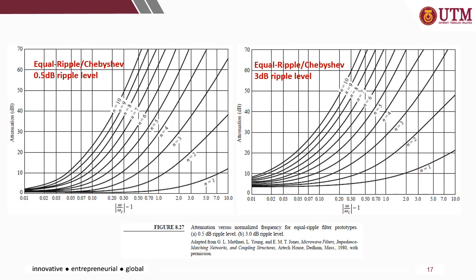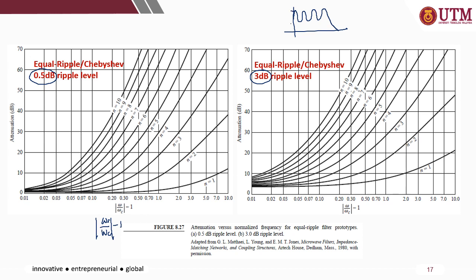Okay, same goes for when you have a Chebyshev or equal ripple filter to be designed. So again, the same steps. It is omega s over omega c minus 1. Then you'll get the filter order number. Okay, and it depends on how strong the ripple is. It's either 0.5 dB or 3 dB ripple. So 3 dB ripple means that you have a very high ripple factor.